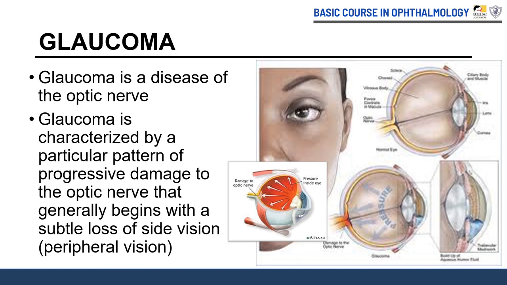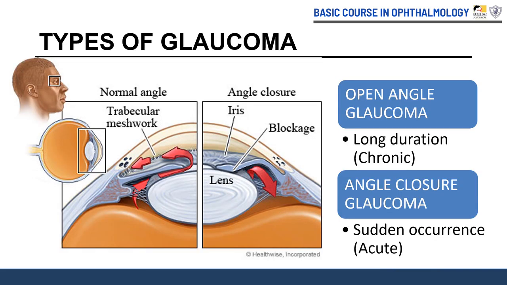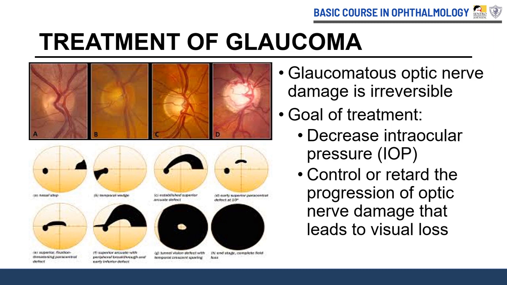Glaucoma is characterized by a particular pattern of progressive damage to the optic nerve that generally begins with subtle loss of peripheral vision. Elevated pressure in the eye is the main factor leading to glaucomatous optic nerve damage. There are two types of glaucoma: open-angle glaucoma and angle closure glaucoma. Glaucomatous optic nerve damage is irreversible, so the goal of treatment is to decrease intraocular pressure to control or retard progression of optic nerve damage that leads to visual loss.